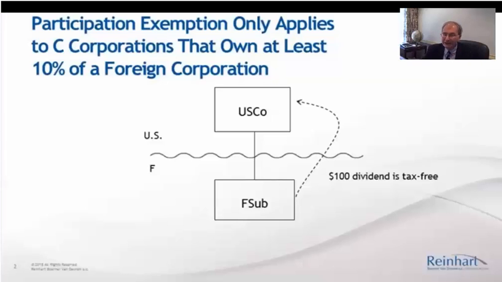So only a C corporation gets the participation exemption. Foreign sub distributes a dividend upstream to U.S. Co., which is a C corporation. No tax whatsoever in the United States. They receive the exemption for doing nothing, just like my kids winning those participation trophies. Now, it only applies to a C corporation.